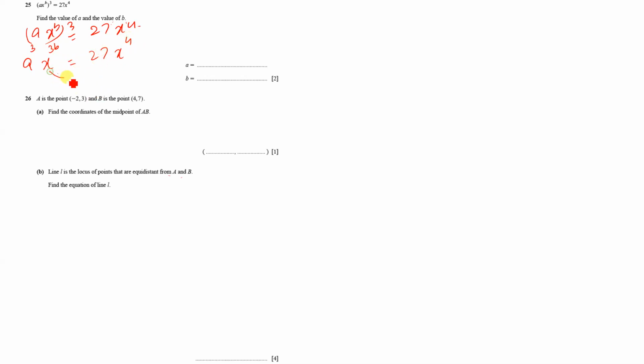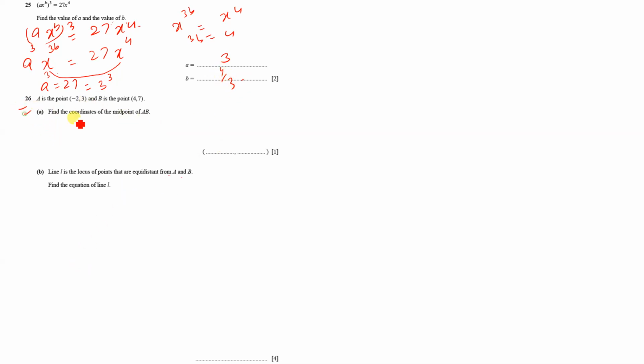So x to the power 3b should be equal to x to the power 4, and a cubed should be equal to 27. So a cubed is equal to 27, which is 3 cubed. It means a is 3, and x to the power 3b is equal to x to the power 4 means 3b is equal to 4. It means b is equal to 4 over 3. So these are the values of a and b.